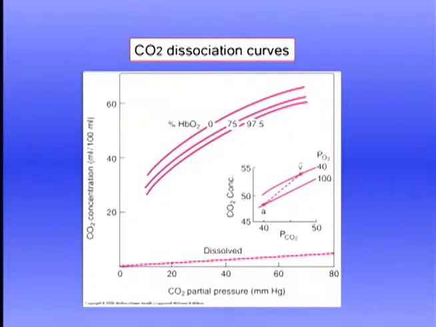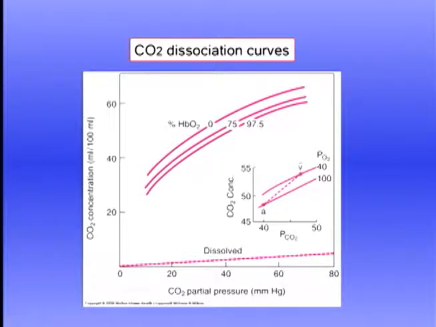Let's now turn to CO2. Looking at a PCO2 on an arterial blood gas report, I think one of the things we need to have at the back of our mind are the CO2 dissociation curves. The critical point here is that over the normal working range, which is a PCO2 of something like 40 to 50, quite a small range, the dissociation curve is essentially straight. So it's quite different from the oxygen dissociation curve.